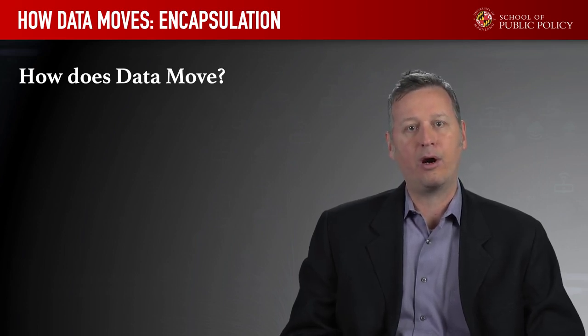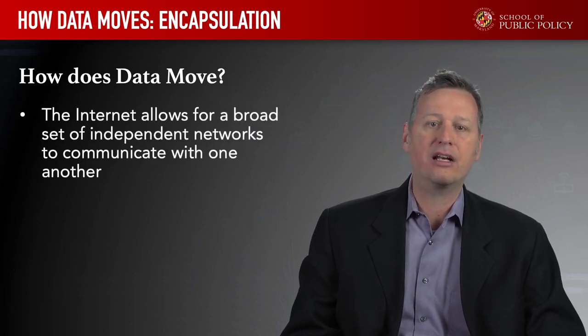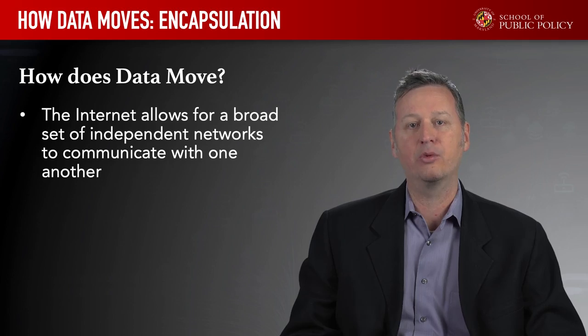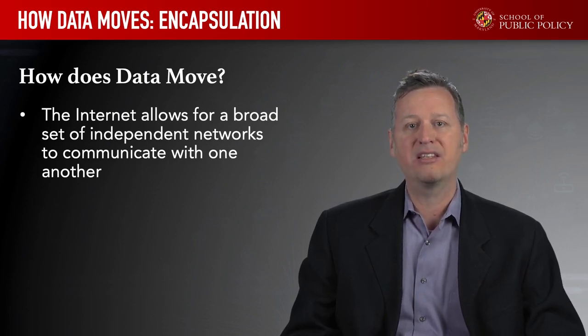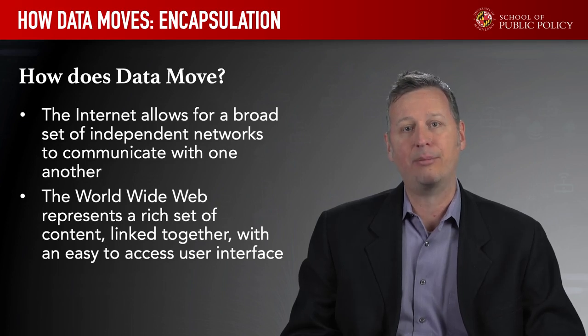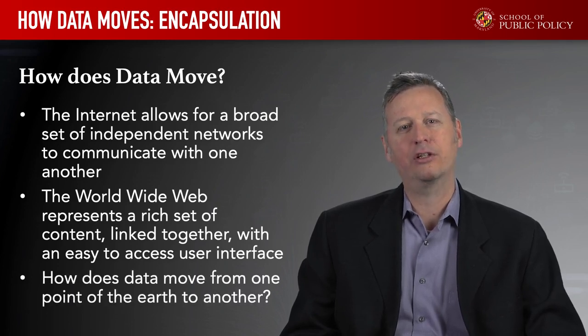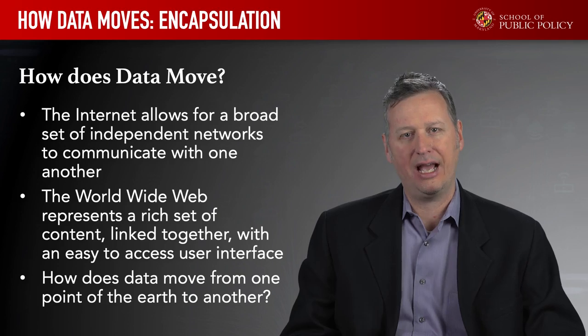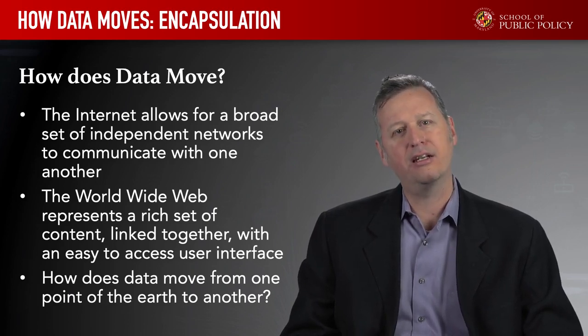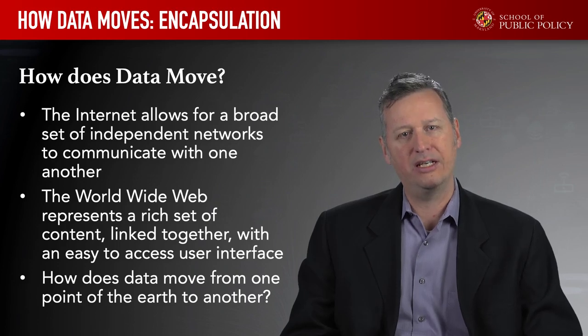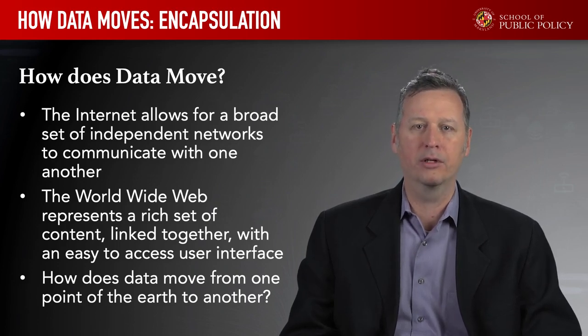We know from our prior conversations that the internet allows for a broad set of connections between interdependent networks, and they communicate with one another. The World Wide Web is a set of content that sits on top of those independent networks. But the question is, how does data actually move from one point of the earth to the next? If I'm in Maryland and I want to communicate with someone in Mumbai, how does that actually happen? How does that data move from one point of the earth to the next? That's what I want to talk about more today.